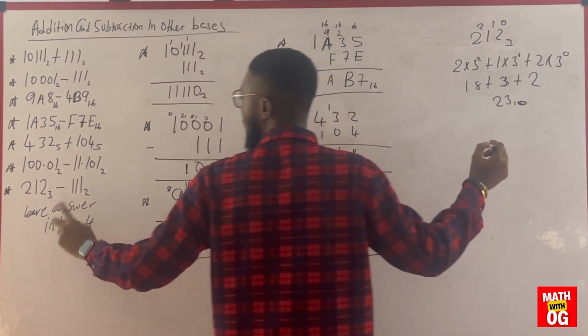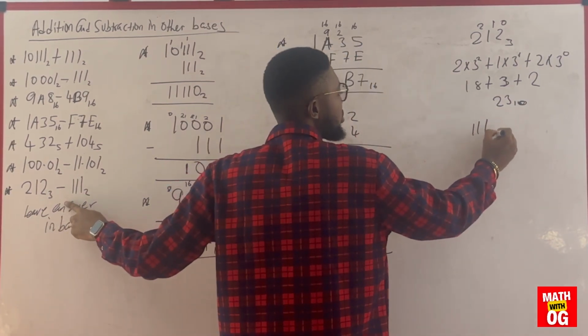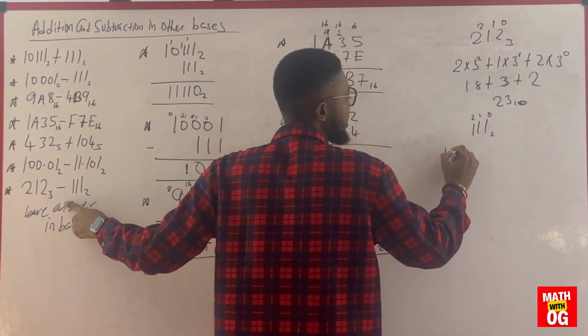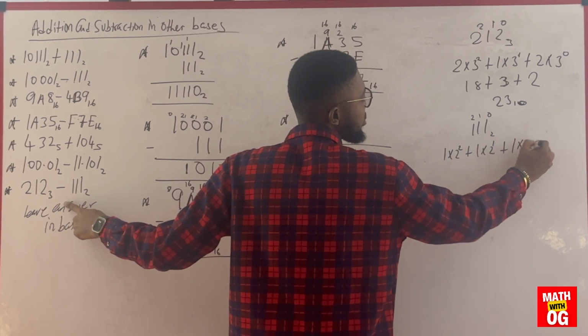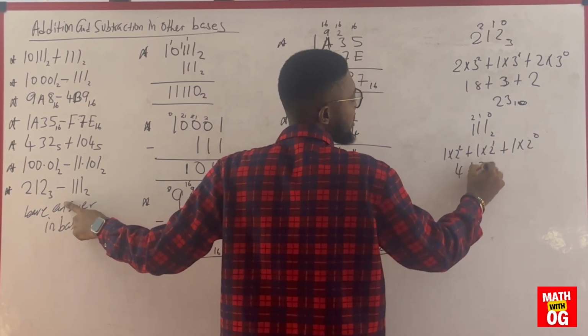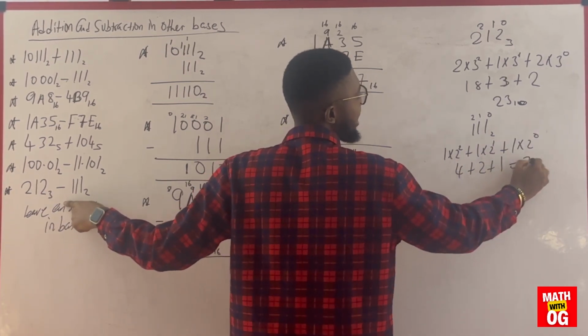Now move on to 111 base 2. The positions are 0, 1, 2. 1 times 2 raised to the power of 2, plus 1 times 2 raised to the power of 1, plus 1 times 2 raised to the power of 0. This is 4, this is 2, and this is 1. So the answer is 7.